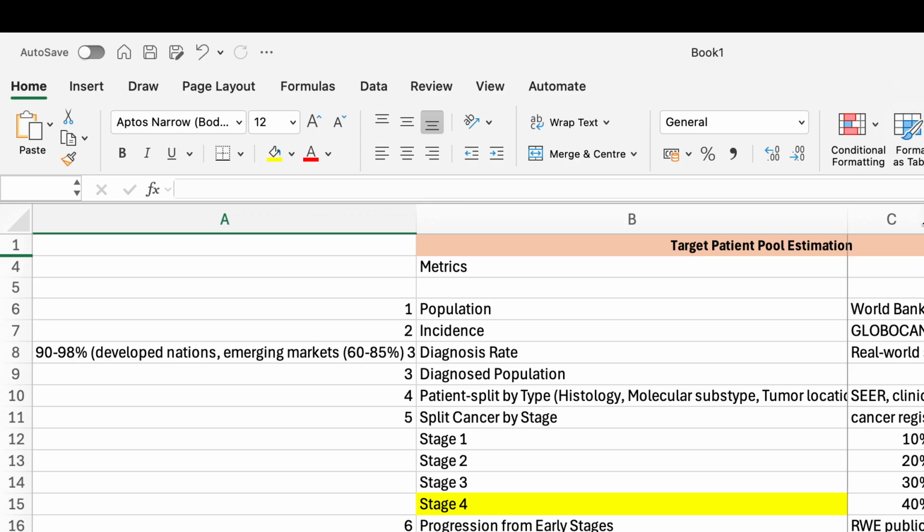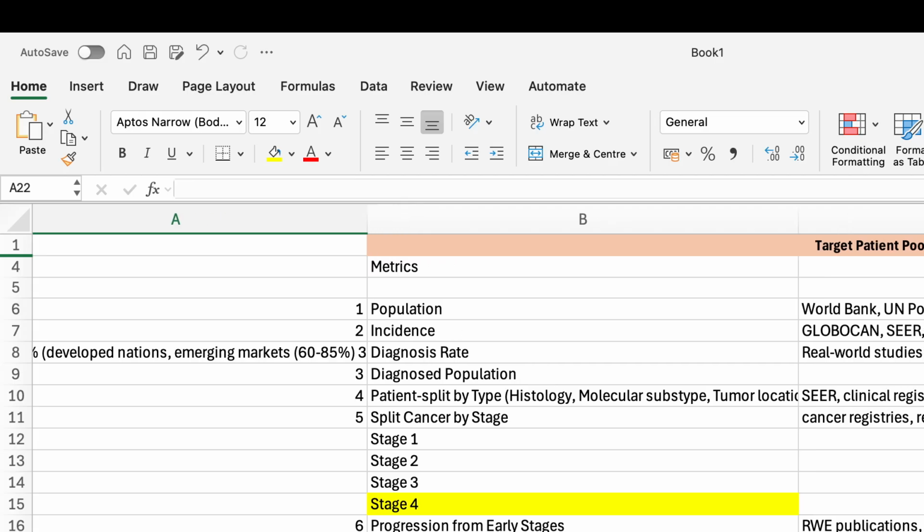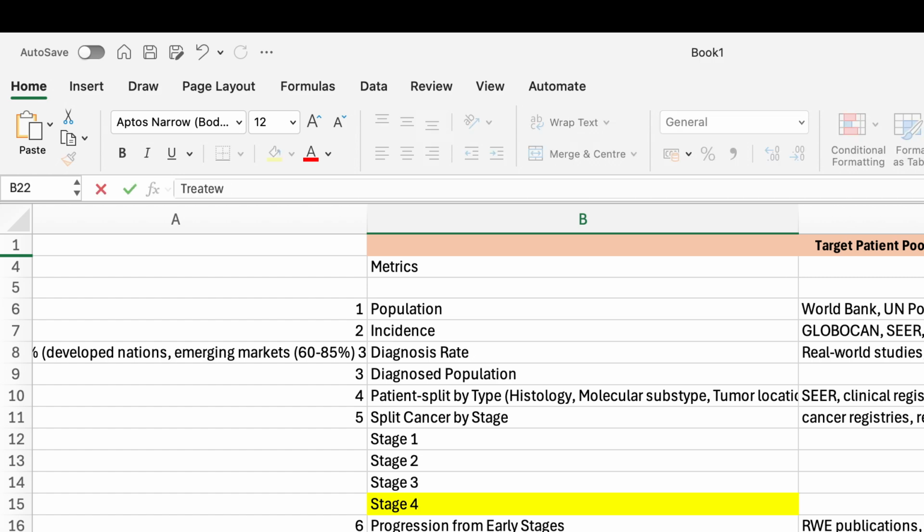Then after the treatment rate, treated patients are what? Your stage 4 patients into the treatment rate, and you would get your treated patients, right?